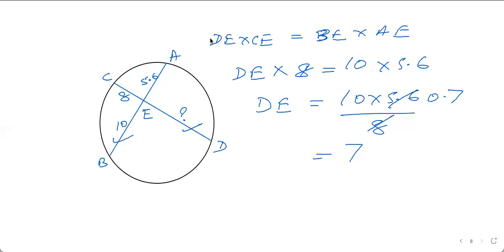We could have also done it in a different way. I will write it in different ink. Maybe you will find that easier. We could have said 10 into 5.6 by 8. So 10 into 5.6 is 56 divided by 8 equals 7. This is also fine. Both are correct. Up to you. This is easy.